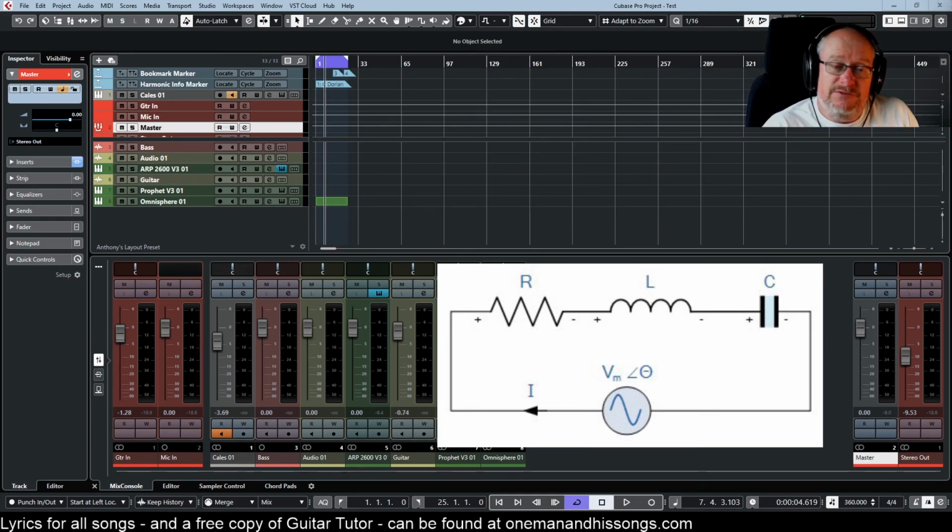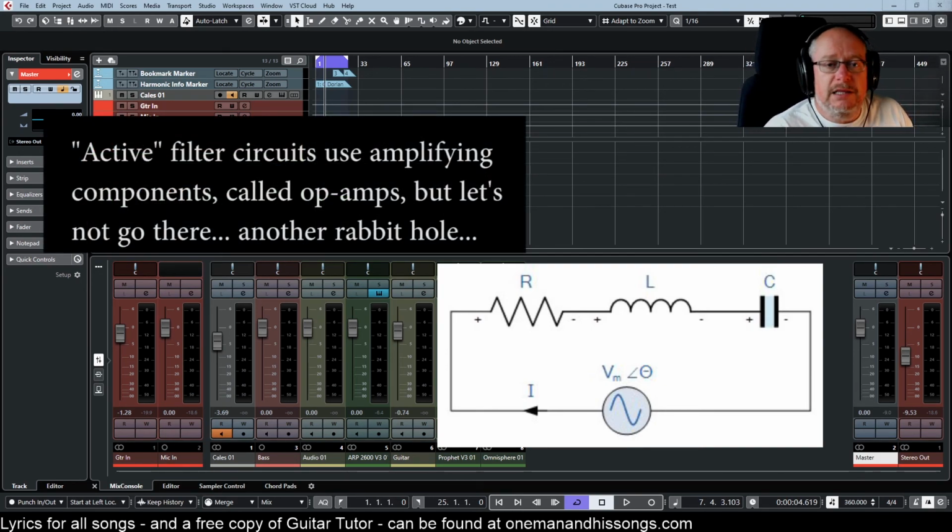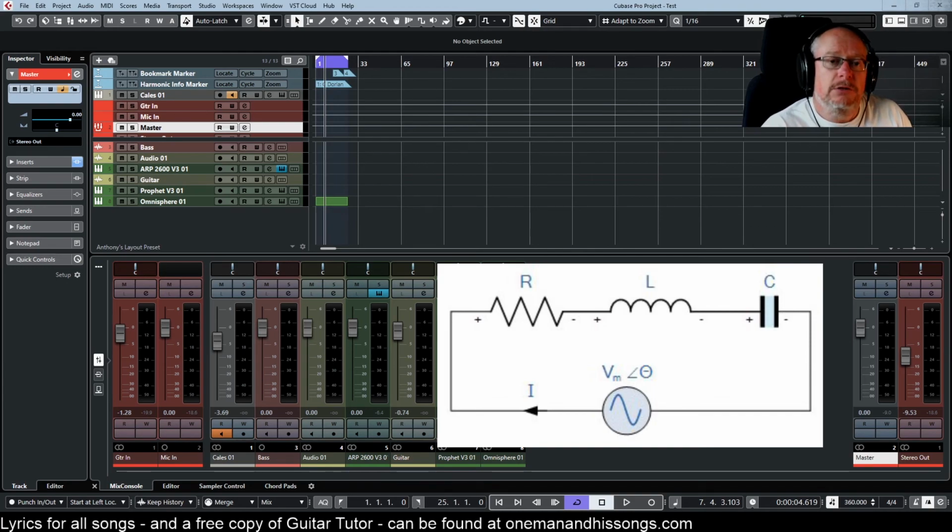Now, R stands for resistance, L stands for inductance, and C stands for capacitance. So we have a resistor, an inductor, and a capacitor. Those are 3 electronics components. If you don't want to worry about what they are, you don't need to. I'm going to explain their practical significance in the context of the filter.